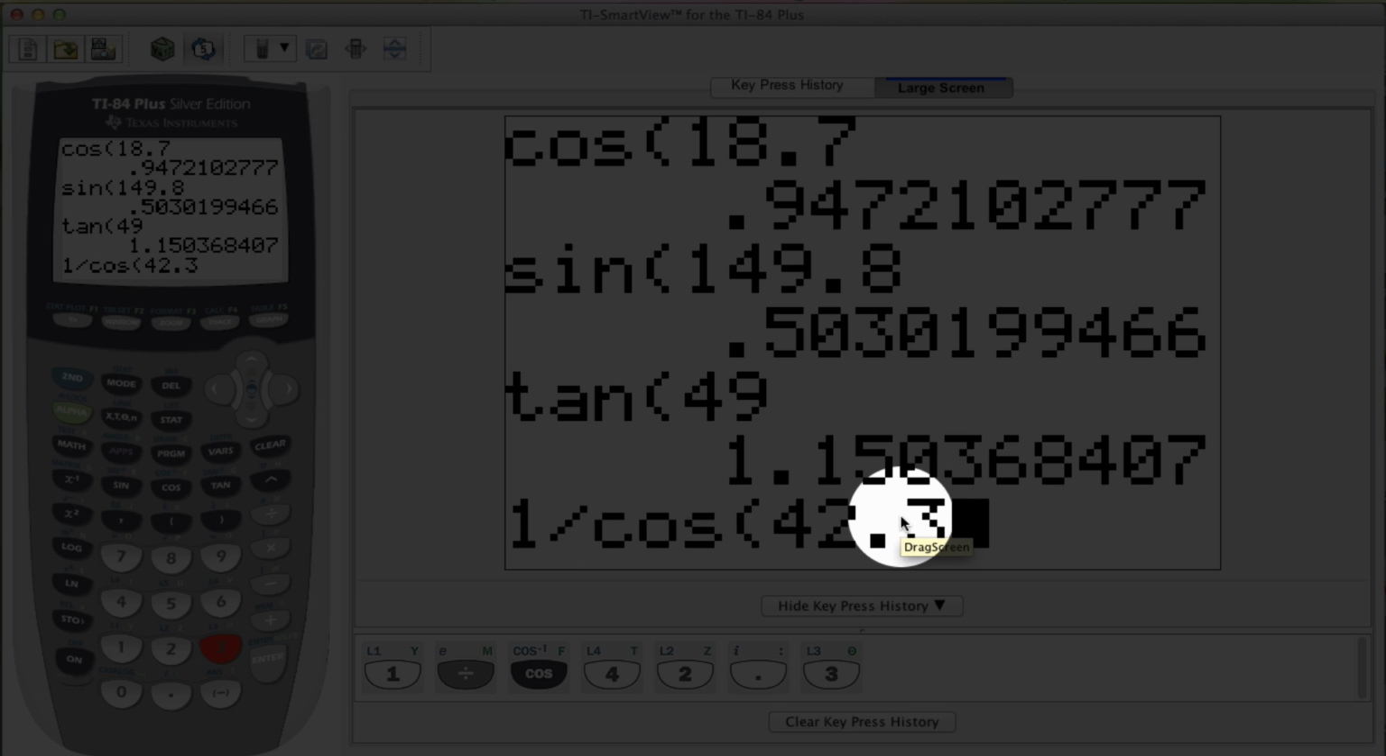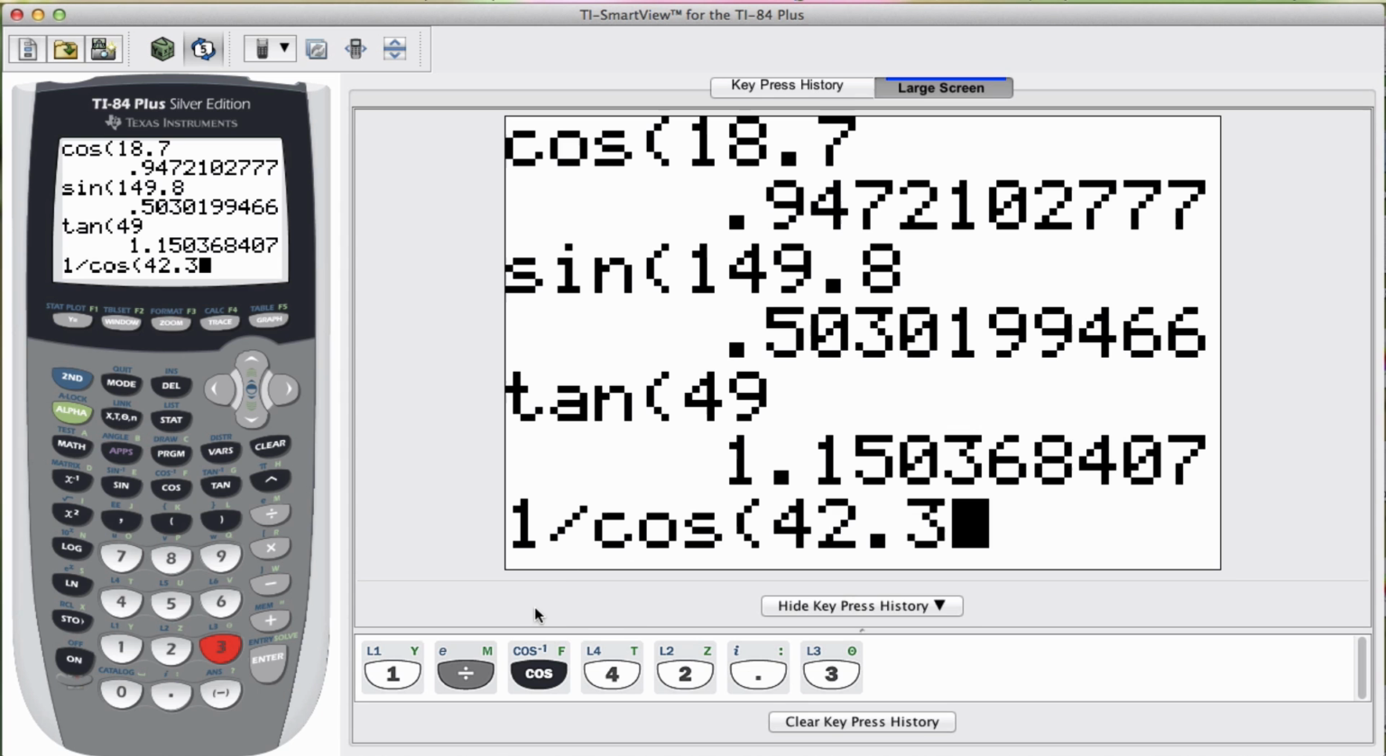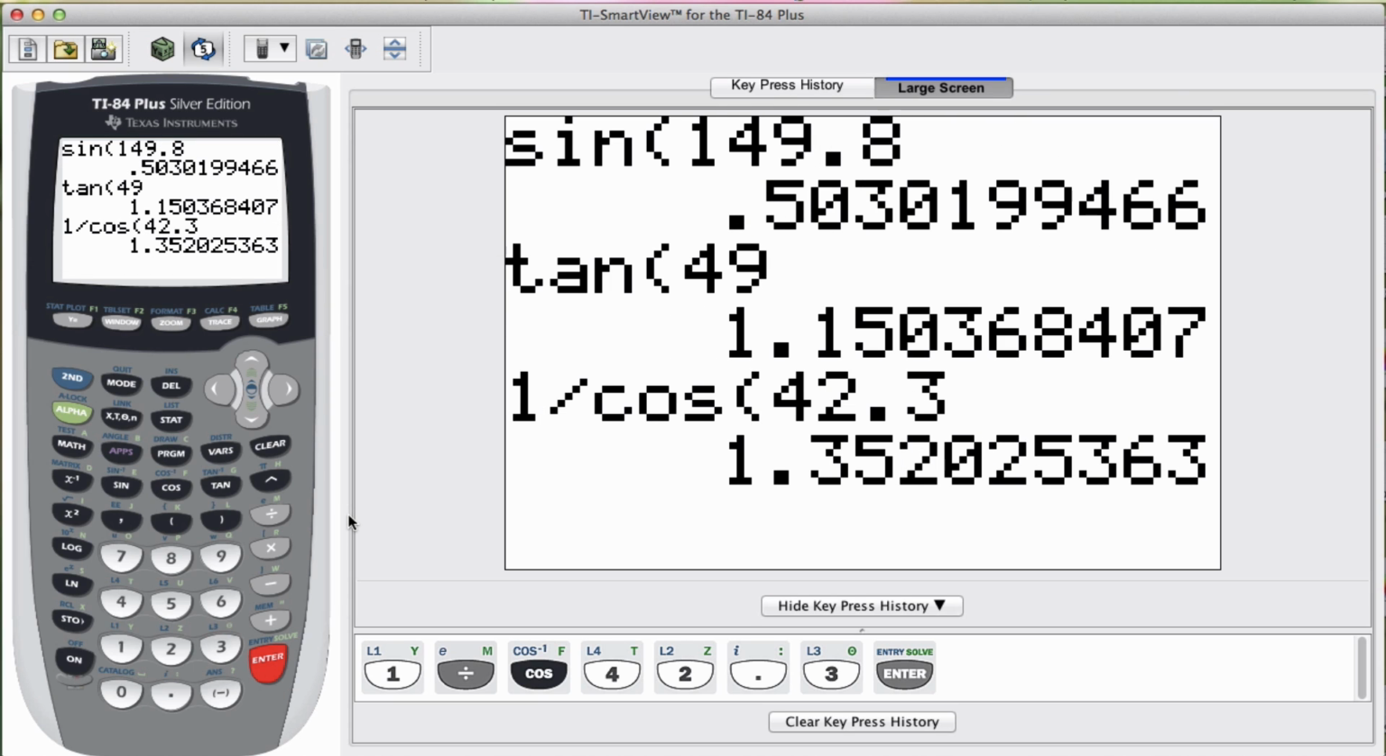I know to find a reciprocal, I'm flipping the fraction. And a way to do that is 1 divided by whatever the fraction is. So I'm going to do 1 divided by cosine of 42.3. And when I press enter, it gives us a value of 1.3520. And like I was talking about with sine and cosine, we will find that secant and cosecant are always greater than 1 because all of a sudden the hypotenuse is in our numerator.